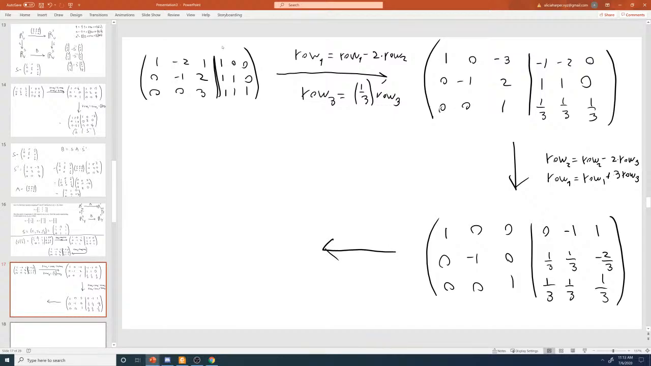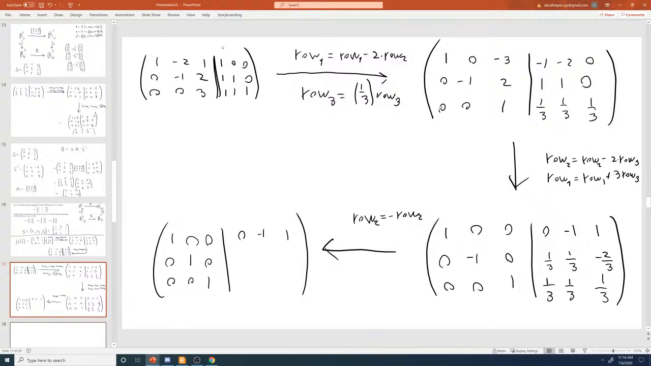And so the final thing I have to do is set row 2 to be equal to negative row 2, in which case I'm going to get the identity on the left. And on the right, I'm going to get 0, negative 1, 1, negative 1/3, negative 1/3, 2/3, and then 1/3, 1/3, 1/3. Okay. And this gives me S inverse.